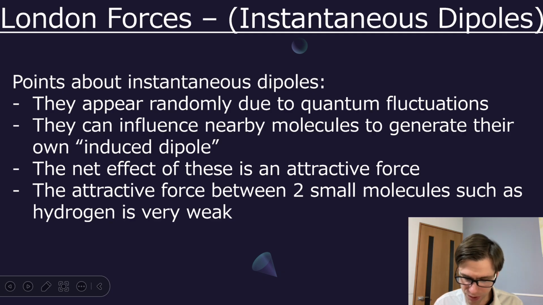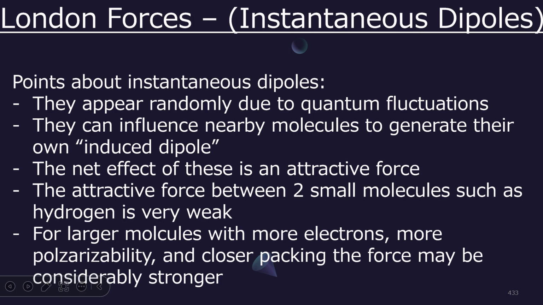The net effect of this is an attractive force between the molecules. The attractive force between two small molecules, such as hydrogen, is actually very weak. For larger molecules with more electrons, more polarizability, and closer packing, the force may be considerably stronger, and we will see this. London forces actually can become stronger than almost any other force because they just rely on basically fluctuations of electrons. So if there's more electrons, there's going to be stronger London forces.